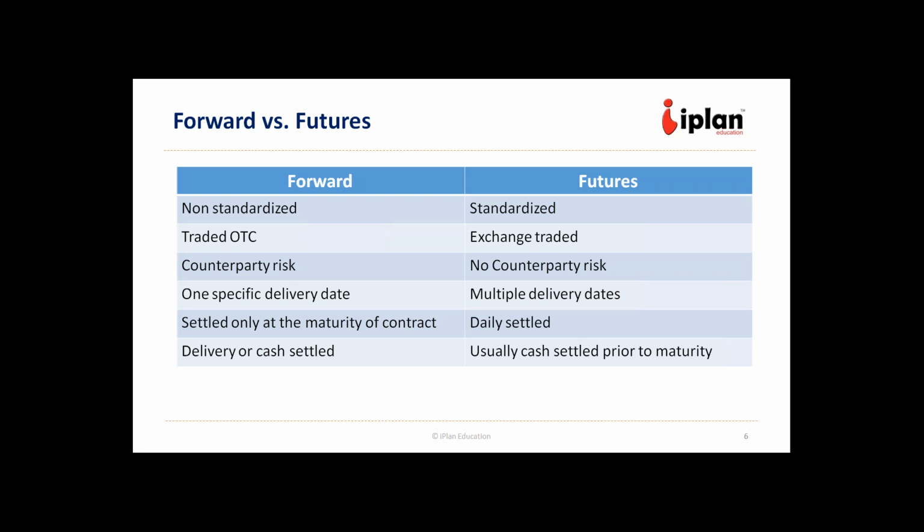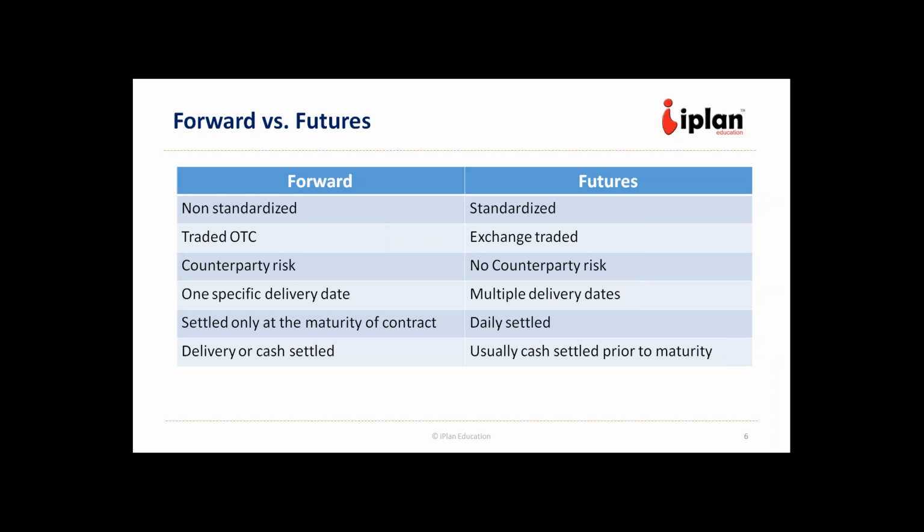Now here the settlement in the forward contract is done only on the maturity. So let's say I do a forward contract for the delivery of potato. The potato will be settled only on the delivery, or the physical settlement will be done only on the date of maturity. So whether you want a cash settlement or a delivery-based settlement or anything else, that will be done on the maturity of the contract.